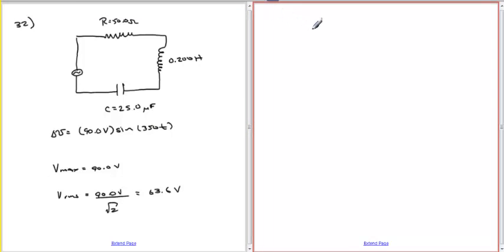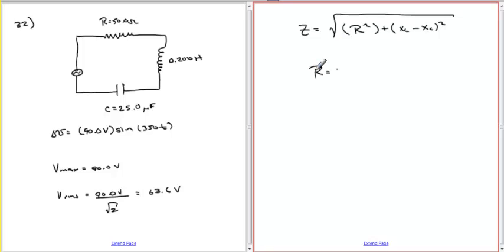Okay, now what we're going to do is calculate the impedance of the entire circuit. And remember, the impedance is equal to the square root of the resistance squared plus the inductive part, X sub L. We don't square those individually. We take the difference, and then we square that, X sub L minus X sub C, squared. So we just have to figure out what these are. Resistance is easy. It's 50 ohms.